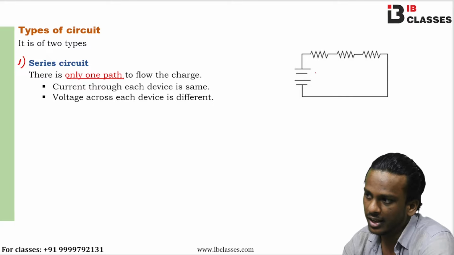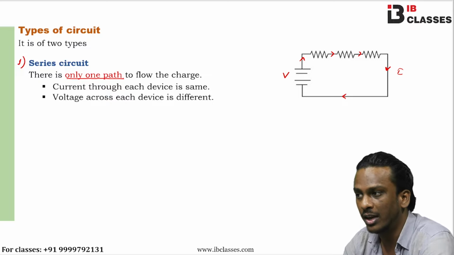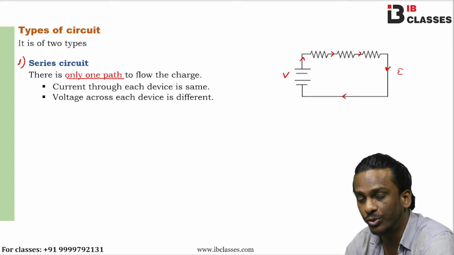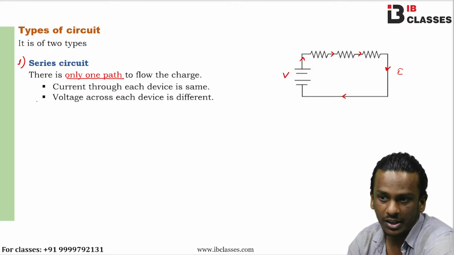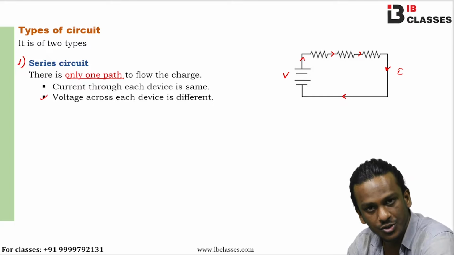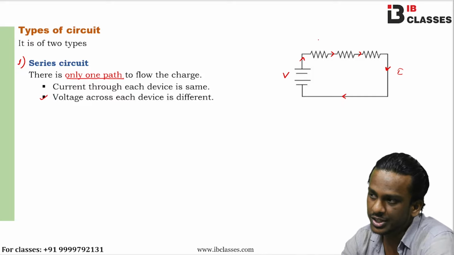Hence, if this is a circuit having the voltage V and the current passing through the circuit is I, then the electric current passing through each and every element will be the same. It is because the circuit has only a single path for the current to flow. The second one is the voltage. Voltage depends on the resistances of the individual elements connected within the circuit. That's why the voltage across each element will be different.